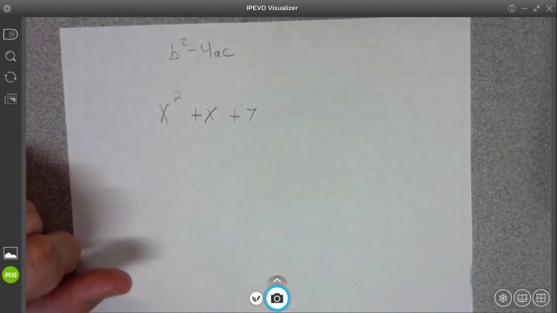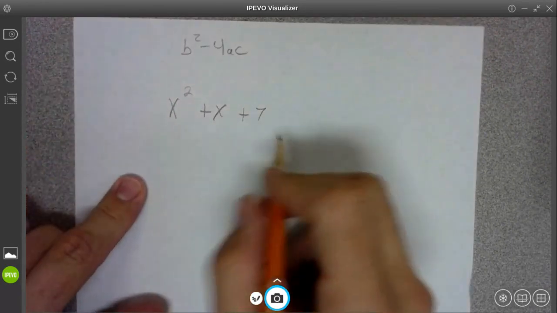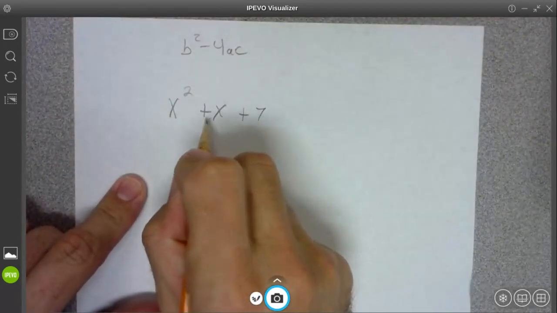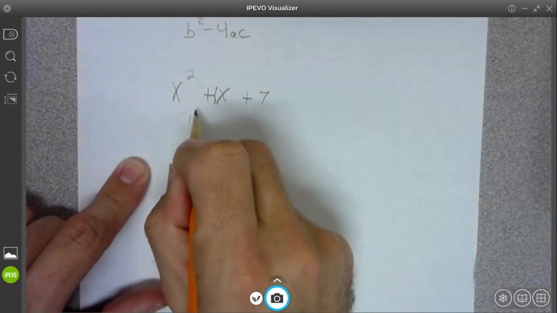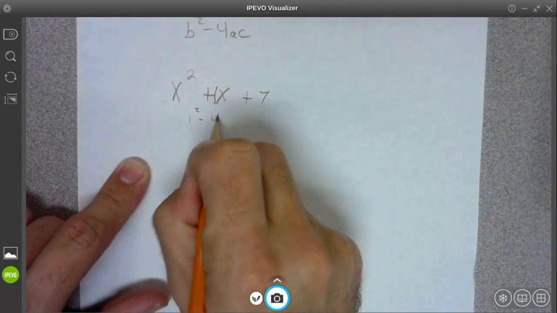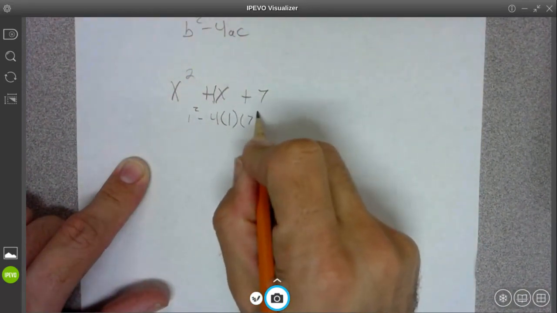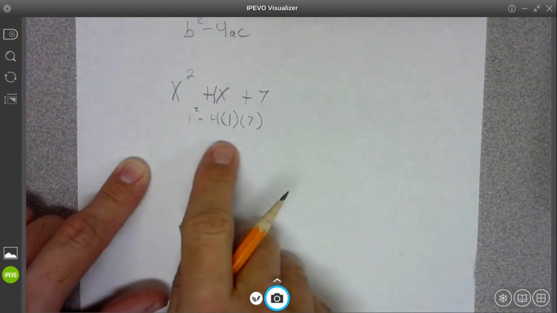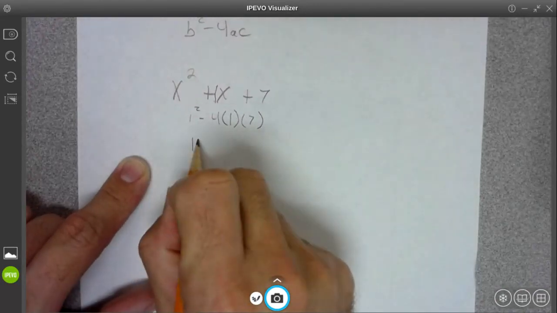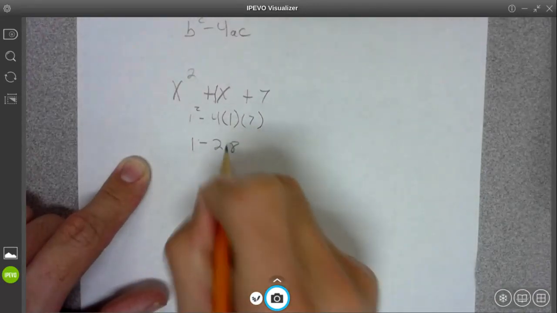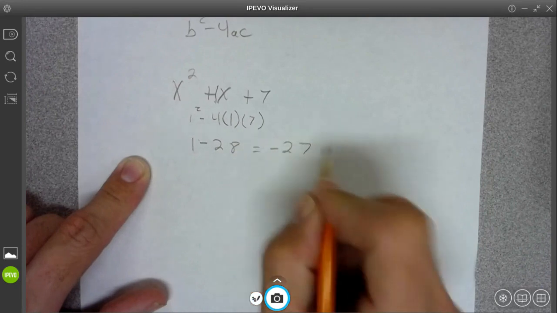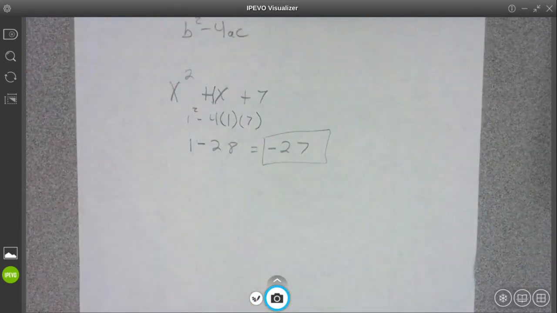What is this one supposed to be? I might have to pause the video and make up another example because let me see here. So b is a 1. So b squared is 1 squared minus 4 times a, which is 1, times c. Well, this is going to be imaginary again. 1 squared is 1. 4 times 7 is 28. So you end up with negative 27. I think that I made a mistake in my examples. So I'm going to pause the video and go back over and make another example real quick.